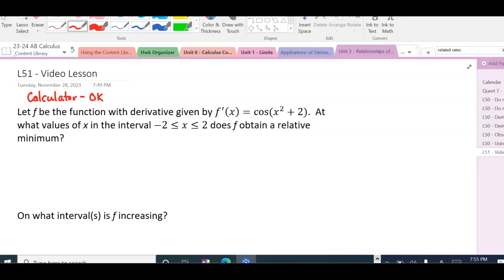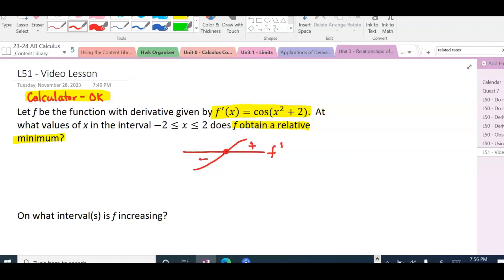A question like this builds off of what we learned yesterday. First, notice this is a calculator OK question. Then notice that you're given the derivative, and we're looking for A, where F obtains a relative minimum. So that means when our derivative, F prime, is going from negative to positive.